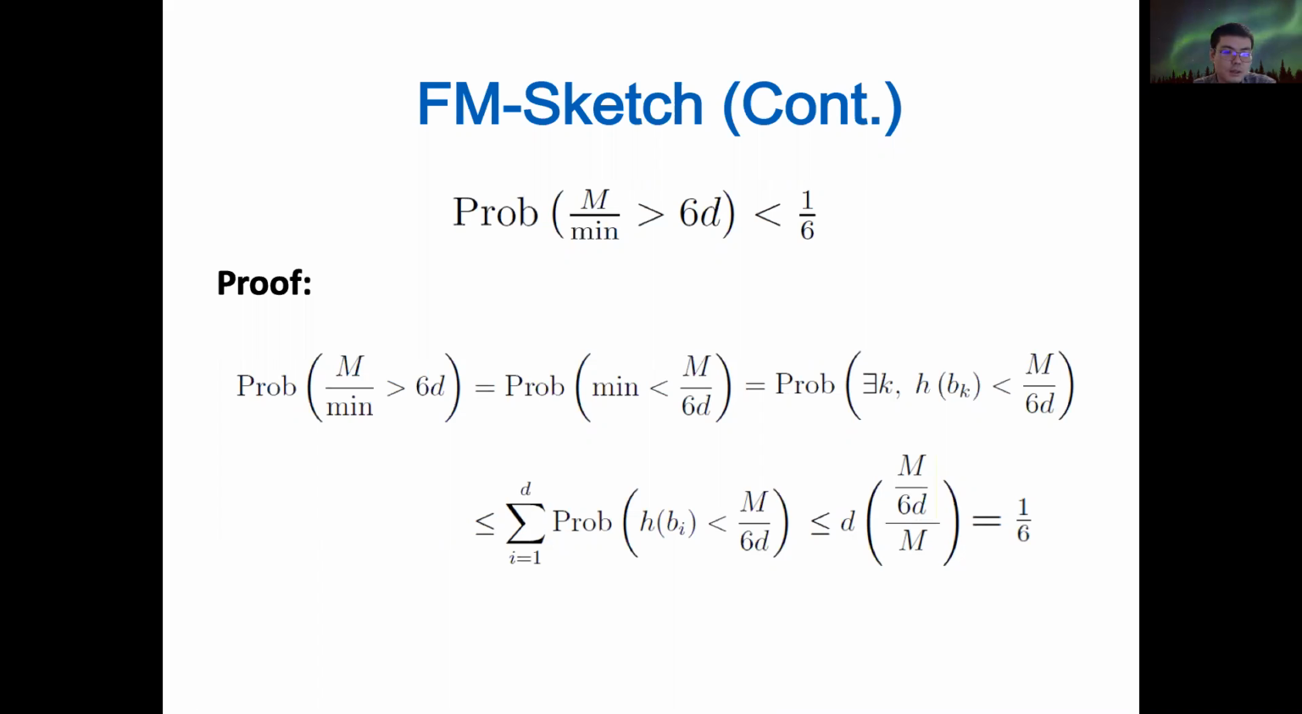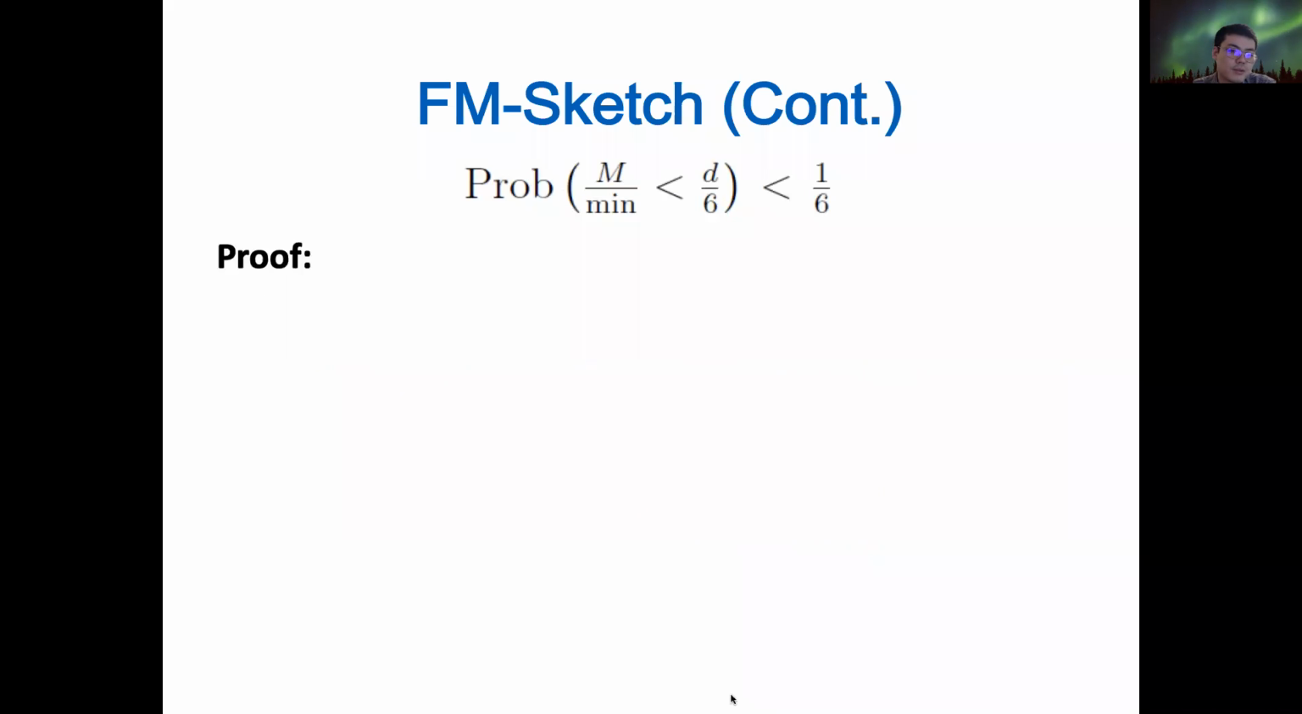All right, so now this side, larger than 6 times the distinct elements: the probability is low, we know that. Now what if it's smaller than 6 times the number of distinct elements D? This is also low, less than 1 by 6. How can we see this?